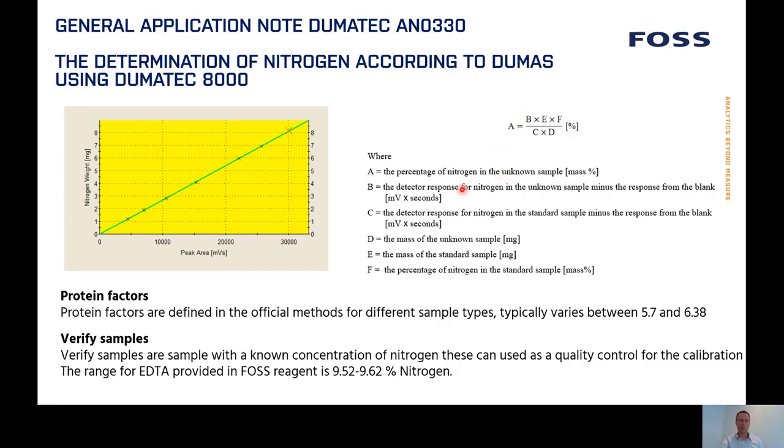Sample protein nitrogen content. And verify samples, when you've done the calibration, verify samples can be inserted as a control sample, where the nitrogen for the EDTA should be within this range, and if it's not within the range when running a verify sample, the instrument will stop and say it's out of spec. You can also set it as an unknown sample and still have this quality control, and then the instrument will not stop.